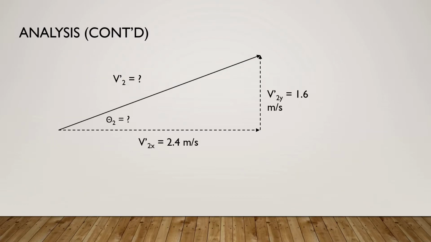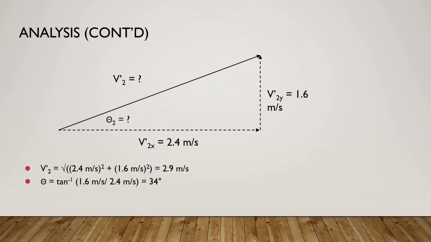Now that we have the x and y components of the target ball's final velocity, we can use the Pythagorean theorem to find its total final velocity. The square root of 2.4 meters per second squared plus 1.6 meters per second squared is equal to 2.9 meters per second, which is the target ball's final velocity. To find the angle from horizontal, we simply take the arctangent of the y component divided by the x component, and we get 34 degrees.